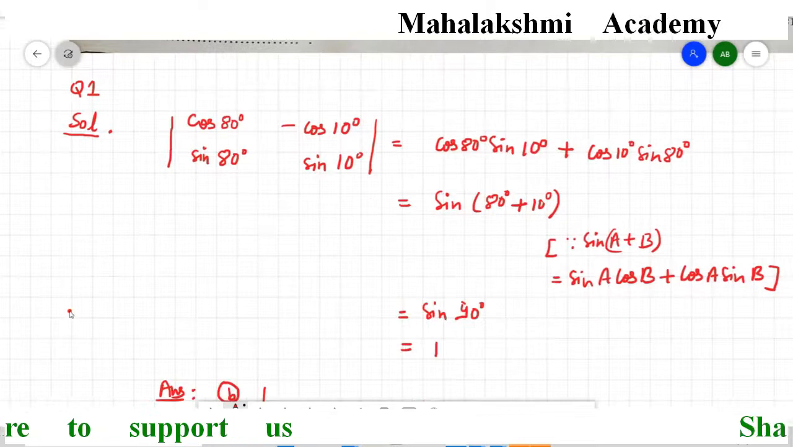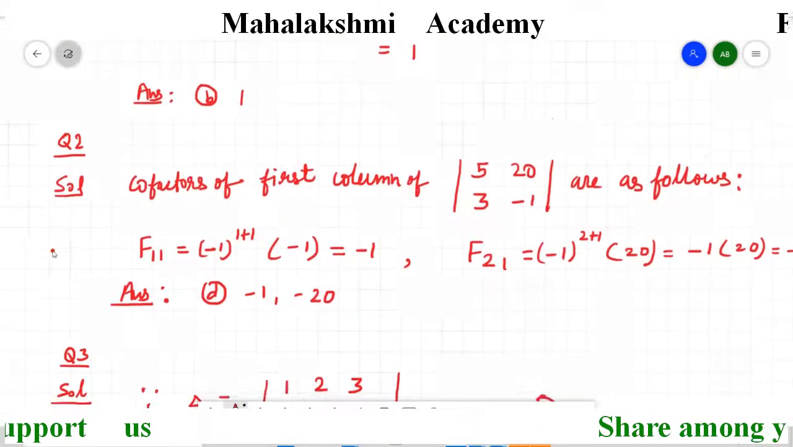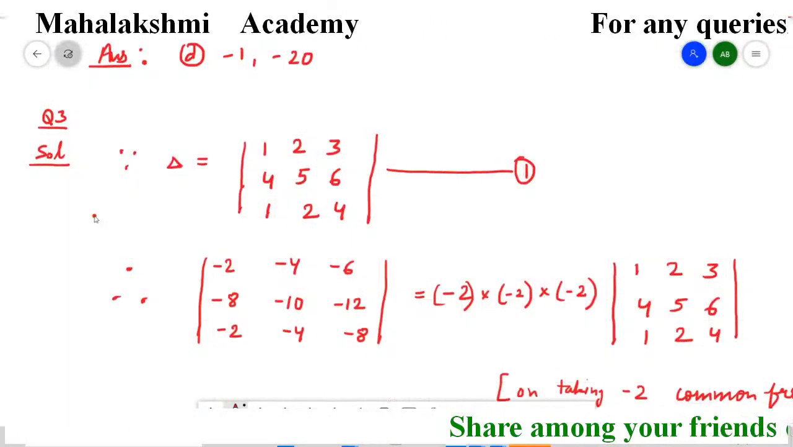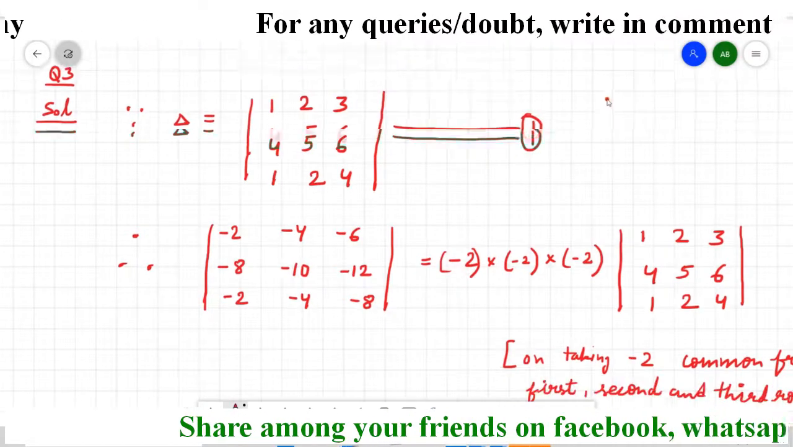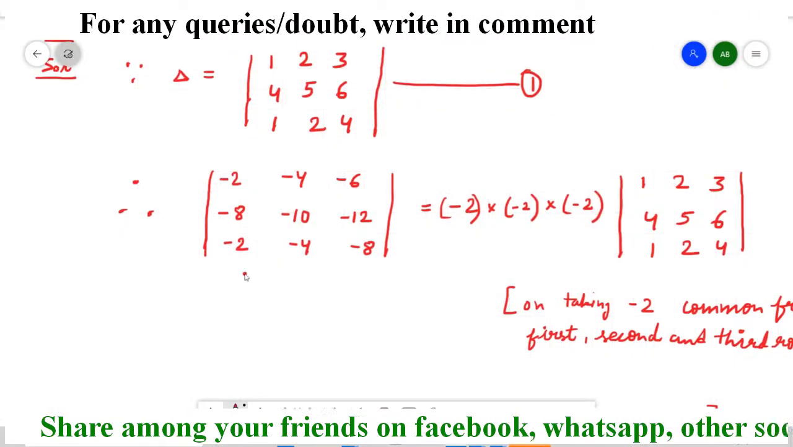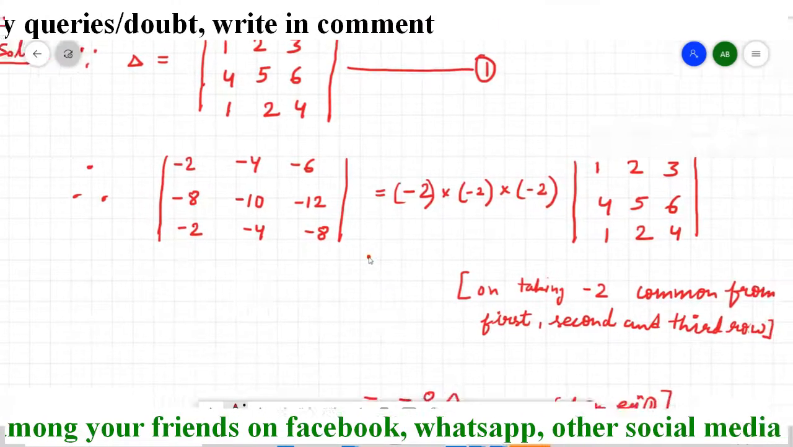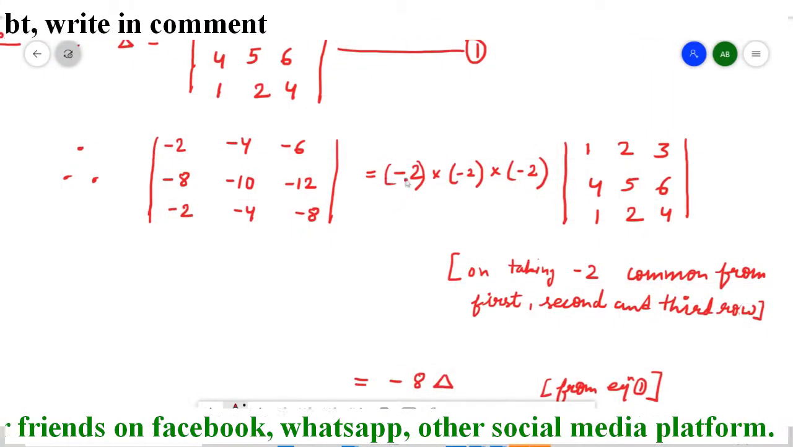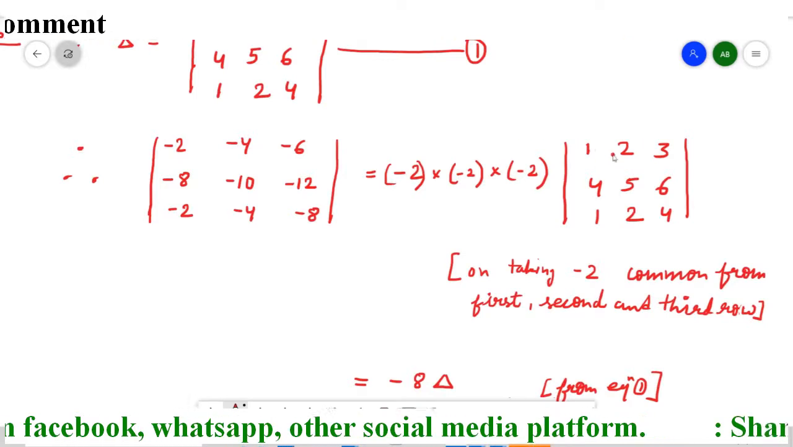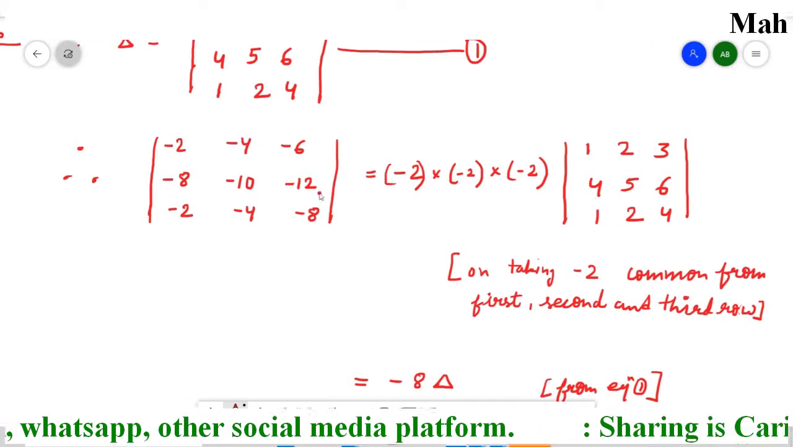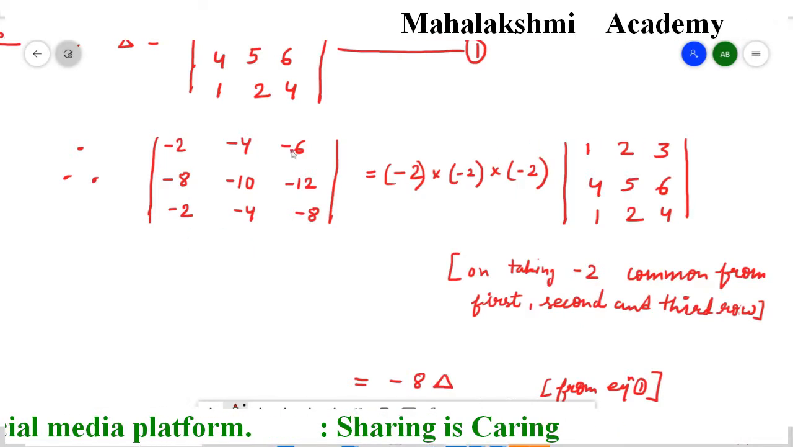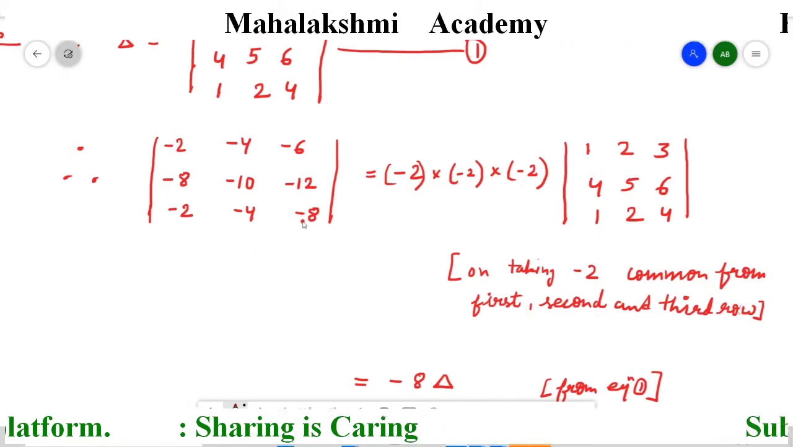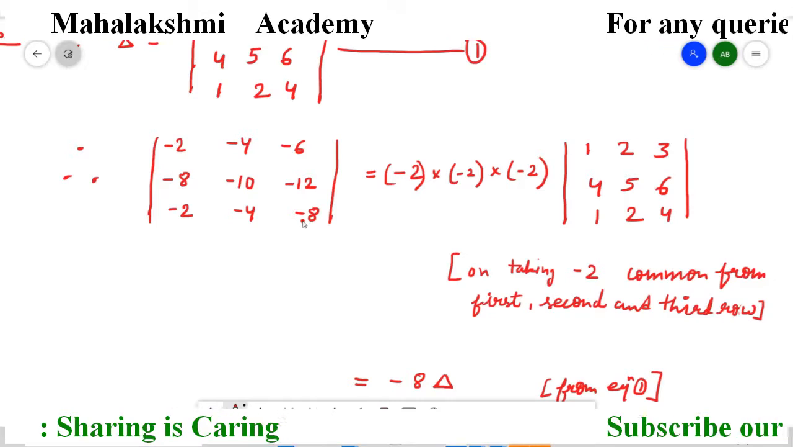Question third, solution. The determinant is given to us, which I assumed as equation 1, and with the help of this determinant we have to find out the value of this determinant. So what I did is I took minus 2, minus 2, minus 2 common from the first row, the second row and the third row. You can take it common from the first column, second column and third column also. Opt either rows or columns.